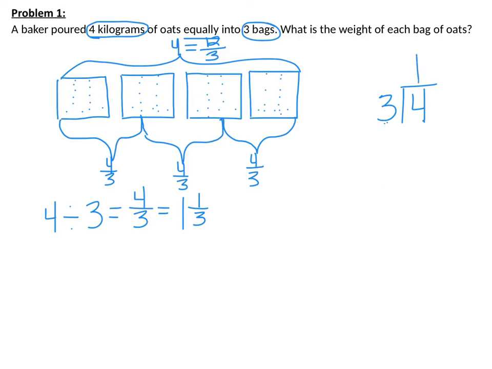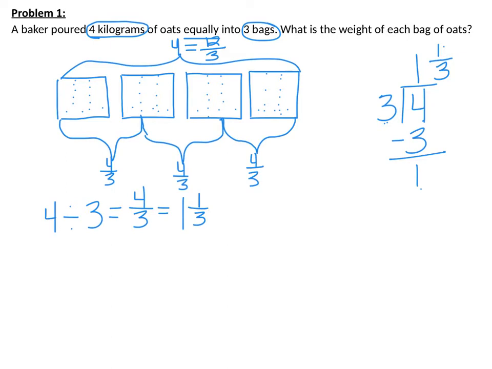1 times 3 is 3. 4 minus 3 is 1. So that's my remainder. So I have 1 remainder out of the 3. So 1 and 1 third. Because remember, we no longer have remainders. We're not going to make them the fractional part. So that remainder becomes my new numerator and my denominator stays the same. So it's my divisor.